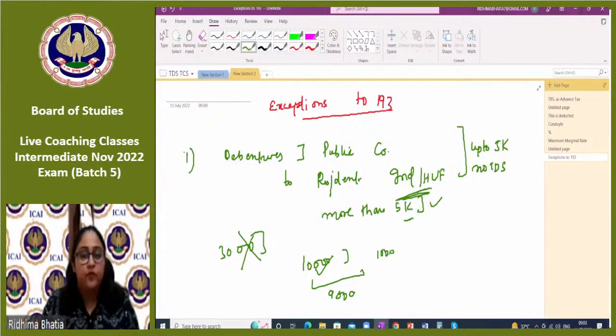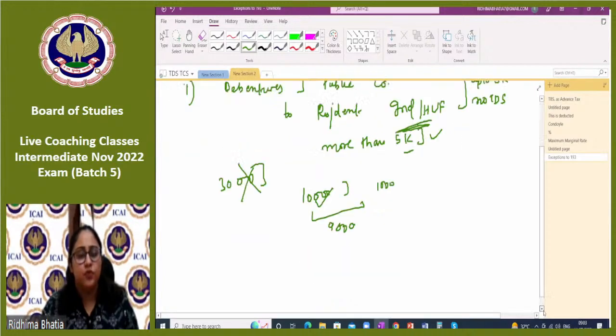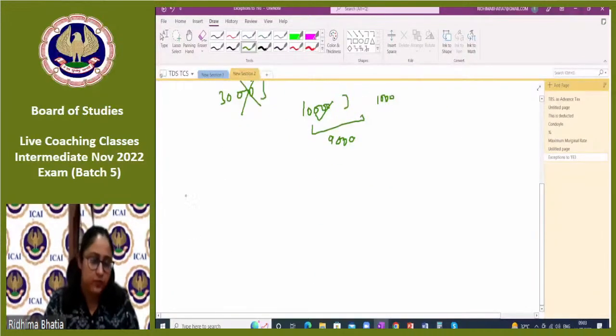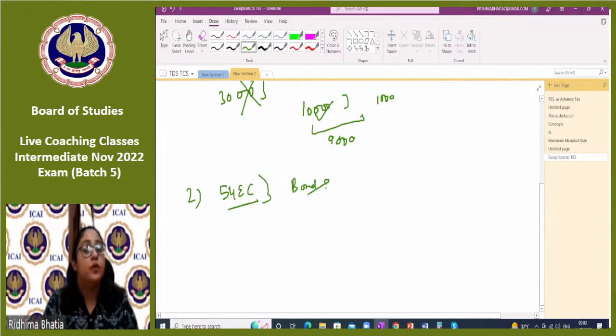Then 54 EC, आपको याद है 54 EC capital gain? Just few weeks back we did. कौन से इसमें bonds issue होते हैं 5-year lock-in period वाले? Do you remember PFC bonds and IFRL bonds?